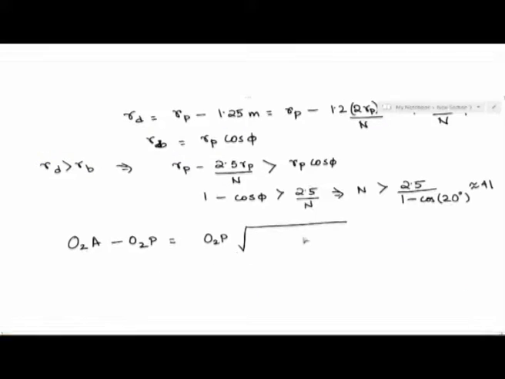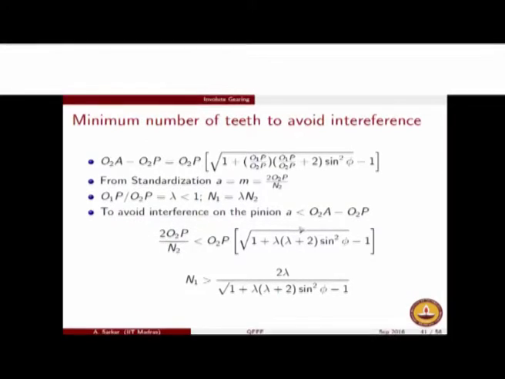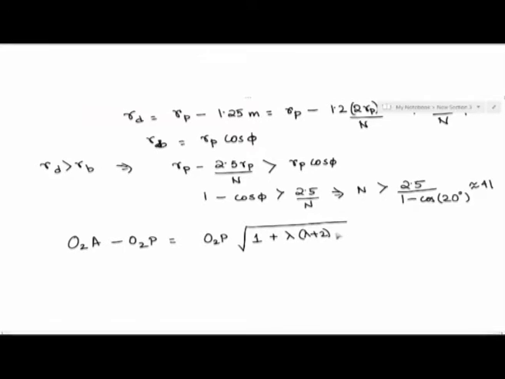1 plus lambda into lambda plus 2 into sine square phi minus 1, right. This is the formula that we derived, and we also know that the addendum must be 2 times O2P divided by N2, right.